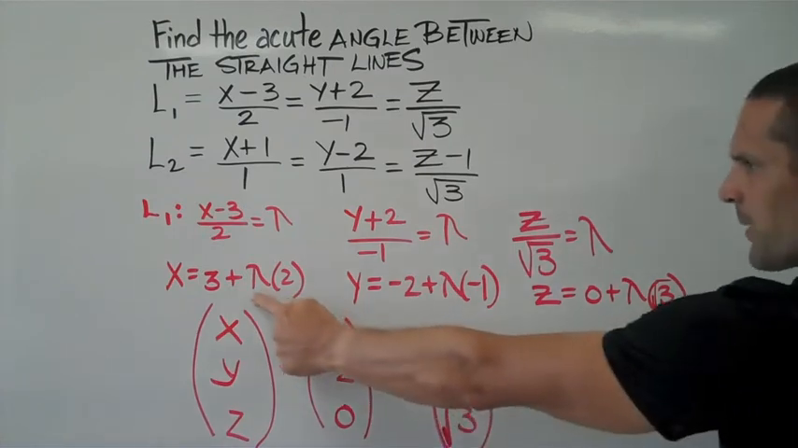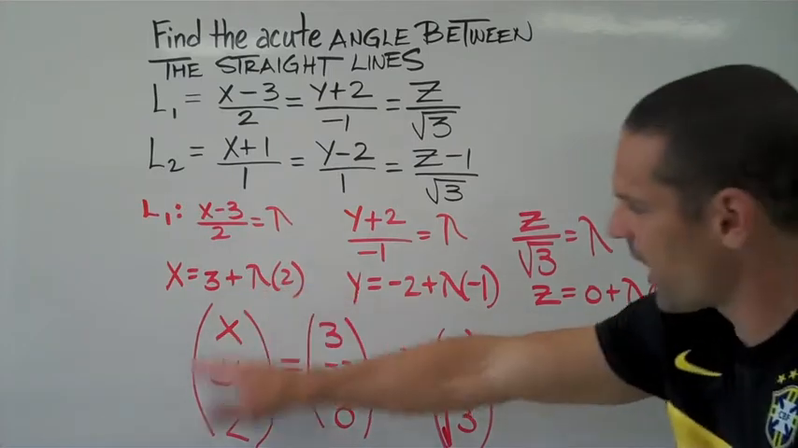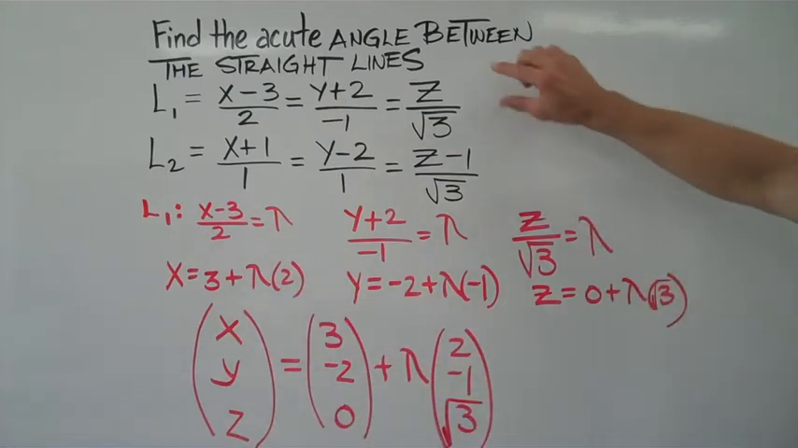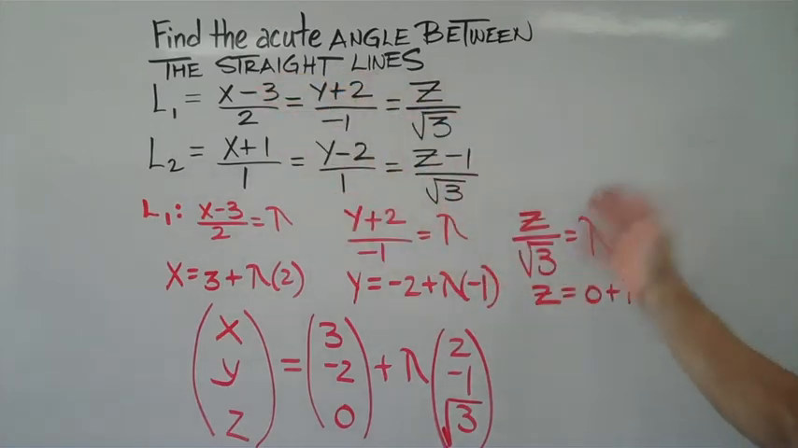And then it's lambda times 2, negative 1, square root of 3, like this. So I've gone to the vector form by making each of these equal to some lambda, and then solving for x, solving for y, solving for z, and then just making it in the vertical format. Here's my vector equation of line 1.